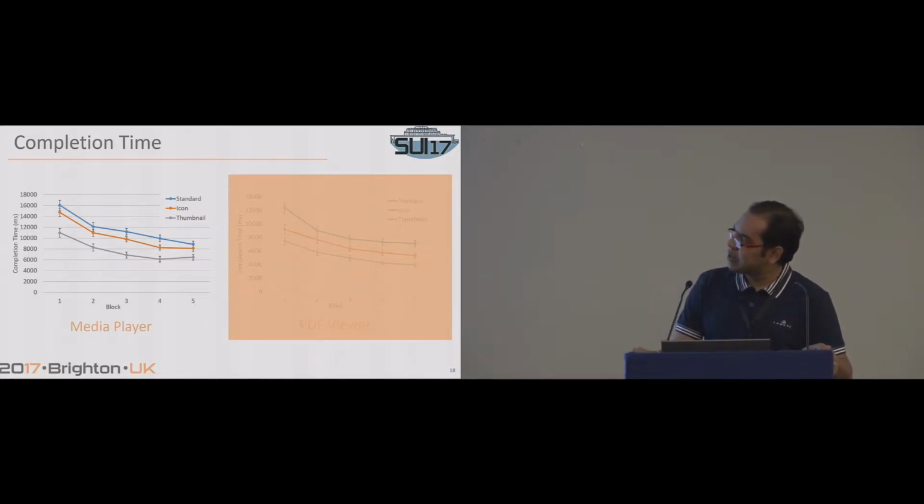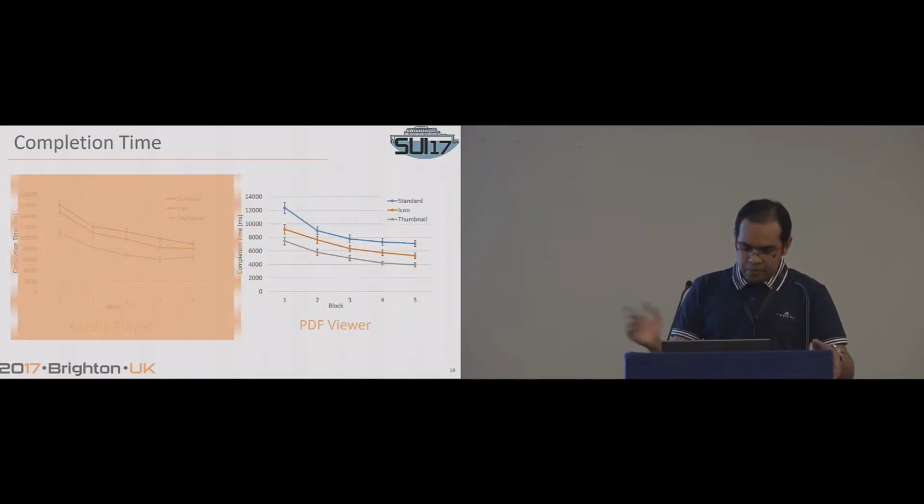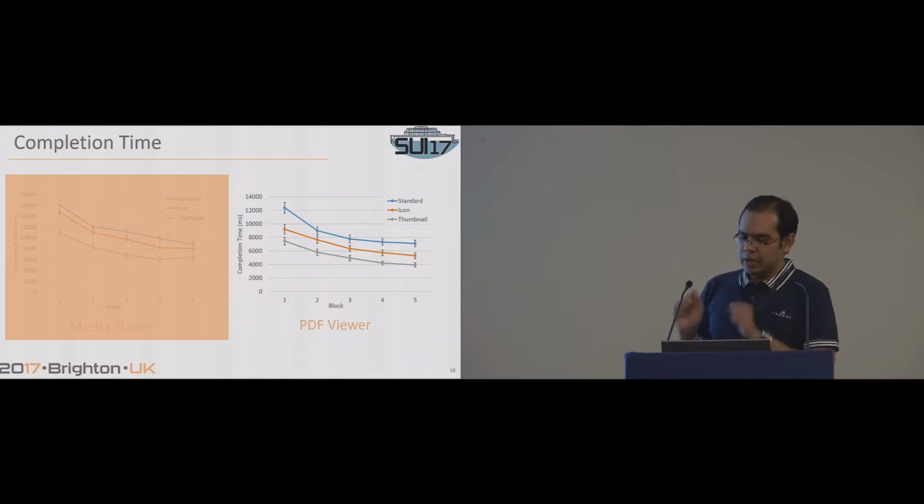For the media player, on the left-hand side, we see that both landmark conditions performed better than the non-landmark condition, and it was significantly better. And a similar pattern was seen in the PDF viewer also. Overall, in the completion time analysis, you can see that because of the artificial landmarks, the icon and thumbnail conditions performed better, and they provided significant revisitation facilities.